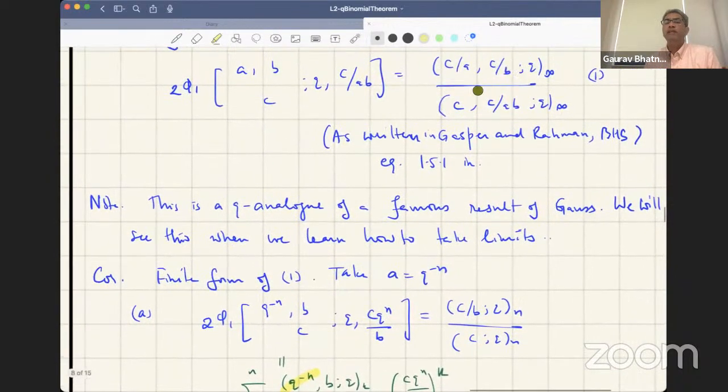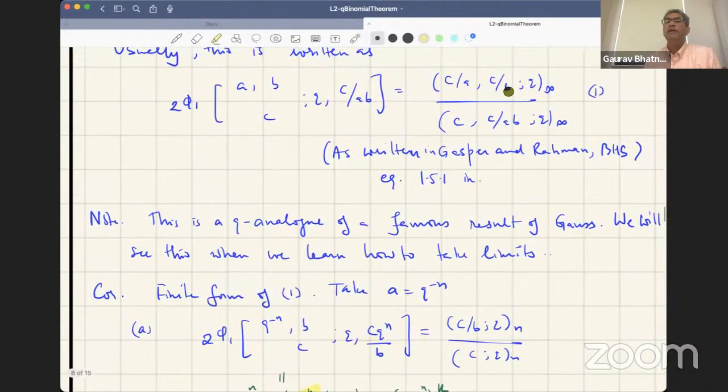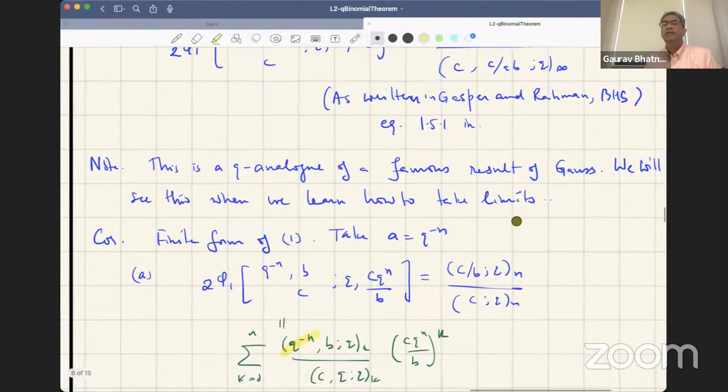So if B is Q to the n, then this will be C infinity, and this will be CQ to the n infinity, and then that will become CQ sub n. And similarly for the second one.